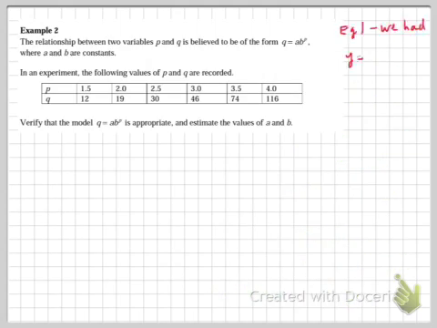Let's move on to the second example, and this time we've got a relationship where you've got q equals ab to the power of p. Now p and q are my variables, and just notice the difference. In example 1 you had y equals kx to the power n, where x and y were your variables, but now the variable is actually p, so the variable is a power, and the other variable is just your q. So it's a slightly different setup.